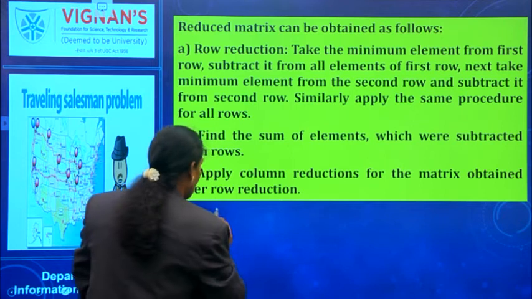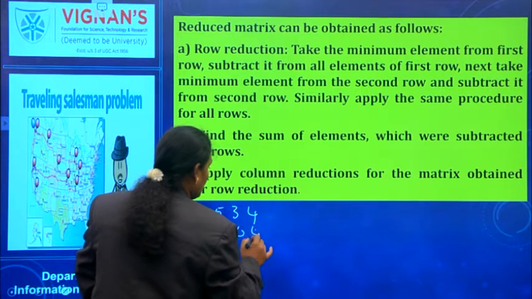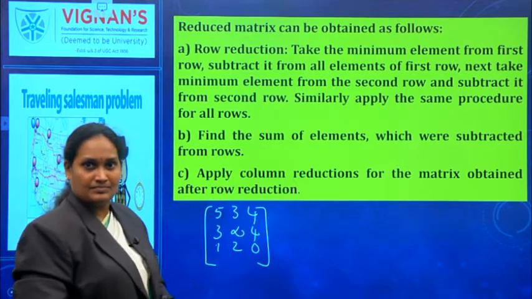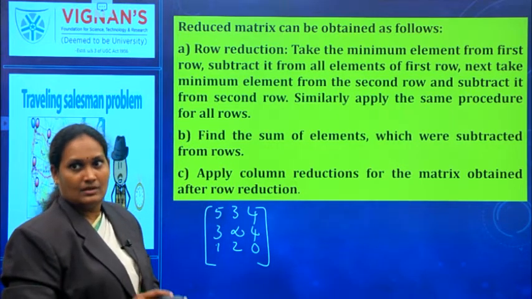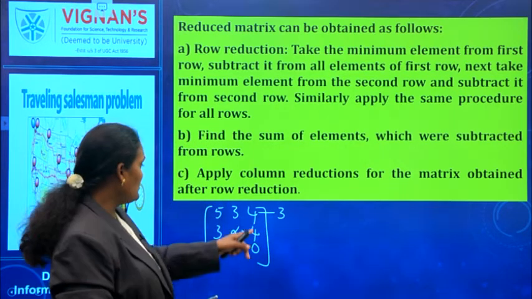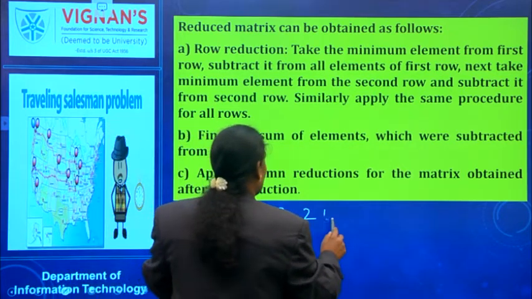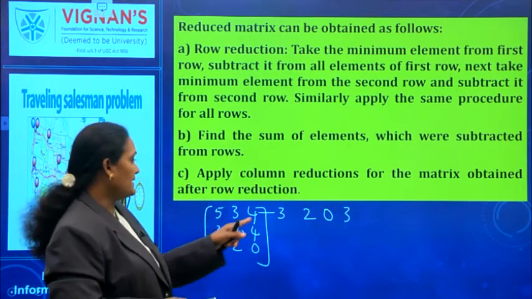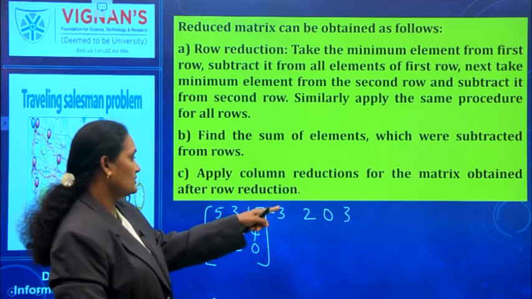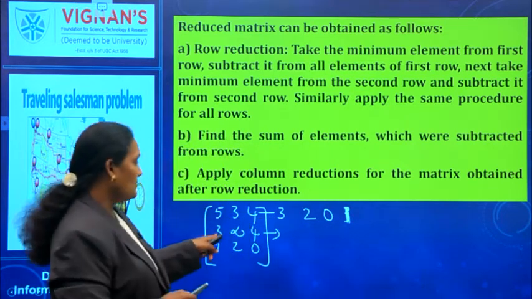For example, here I have a matrix like this. If I want to do row reduction, what do I need to do? Here we need to take the minimum element in that row. What is the minimum element in that row? 3. We need to subtract that minimum element from all the elements. That is, by subtracting 3 from 5 we get 2, 3 from 3 we get 0, and 3 from 4 we get 1.